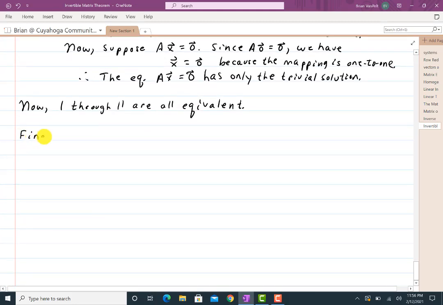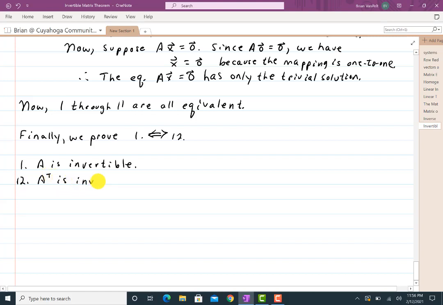Finally, we prove that 1 is equivalent to 12. And I know what these are. 1, A is invertible. 12, A transpose is invertible. So for that, let's start with 1 implies 12. Assume A is invertible.